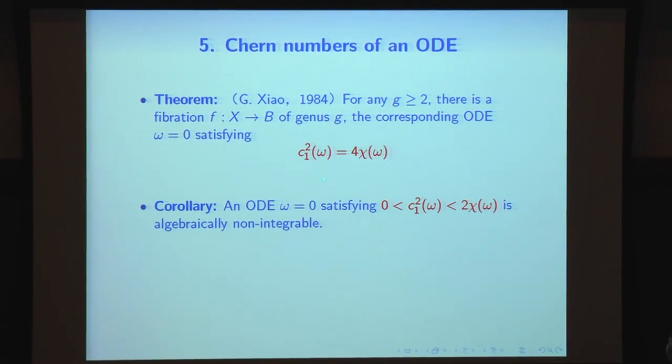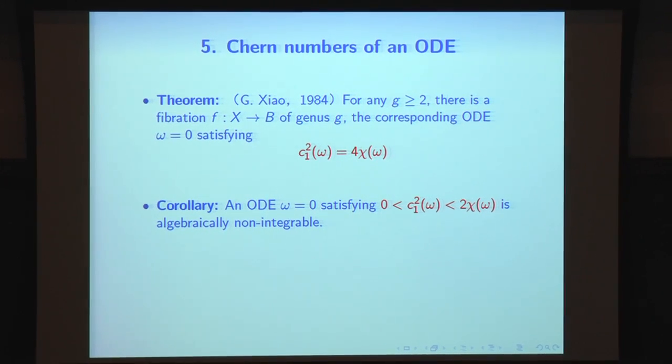For example, if we take A to be 1, we use this condition to control the ODE. If the ODE satisfies these two inequalities, then we can say that this equation is not algebraically integrable.